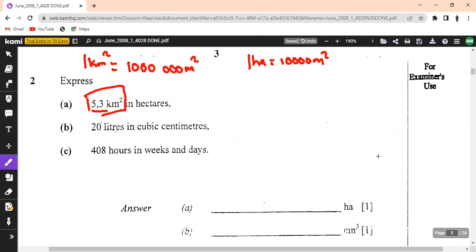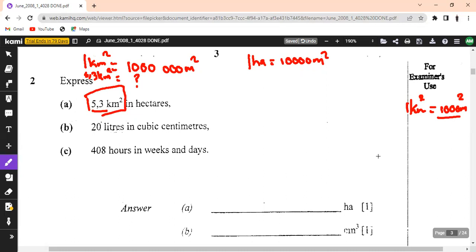Where is this one coming from? We know that a kilometer is equivalent to 1,000 meters. So when it is a square kilometer, you square this. So 1,000 squared is going to give us 1 million there. So now you ask yourself, what about 5,3 square kilometers? What is it going to give us in square meters? As you can see, it's a matter of multiplying 5,3 times 1 million.